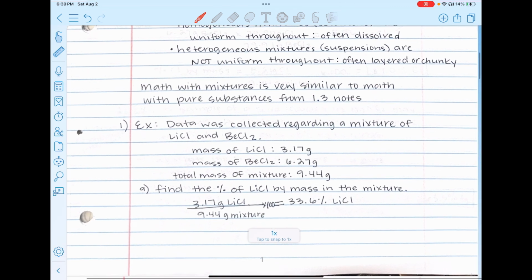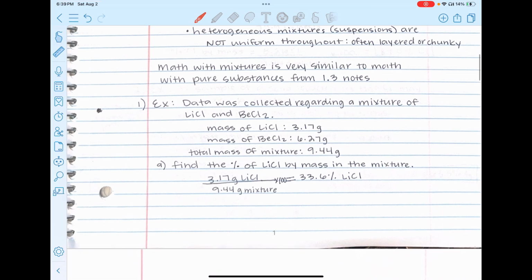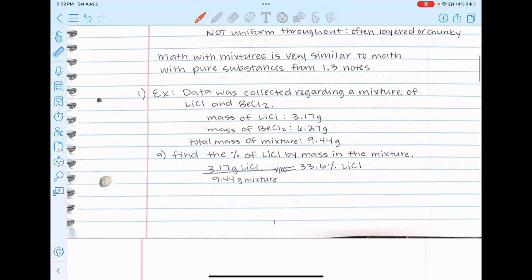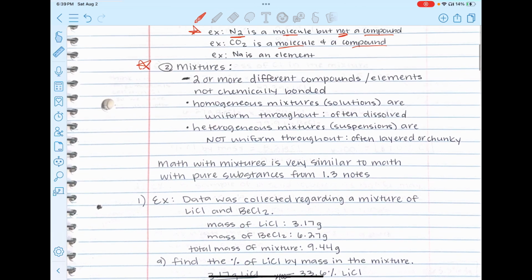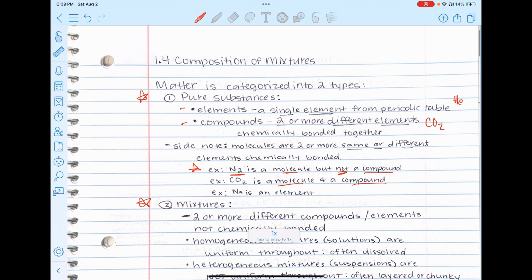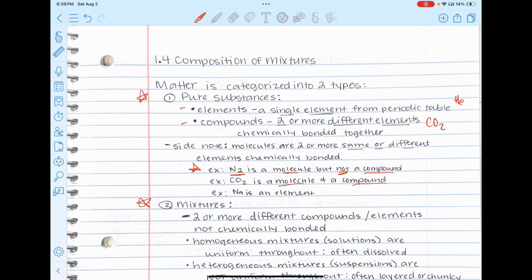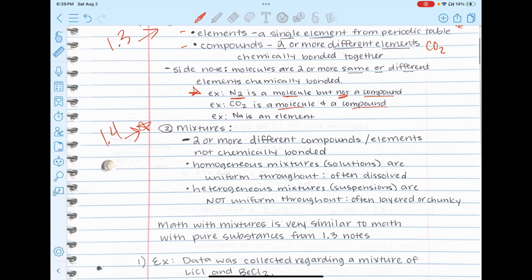So let's talk about the math. I mentioned already that this math is going to be really similar to our 1.3 math that we did with pure substances. So notice, we're dealing with the two types of matter. 1.3 dealt with pure substances. 1.4 is going to do math with mixtures. Super similar.